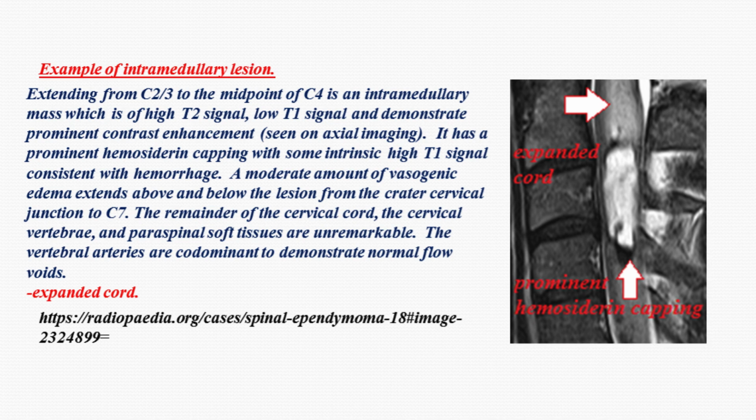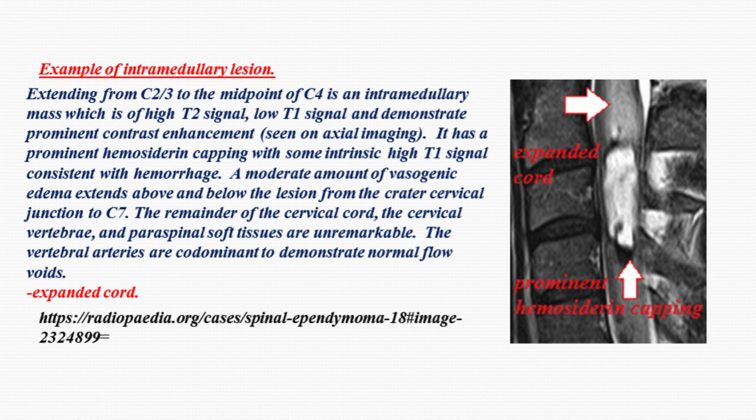This is another example of intramedullary lesion. We have here a sagittal image, T1 plus contrast. Extending from C2-3 to the midpoint of C4 is an intramedullary mass which is of high T2 signal, low T1 signal, and demonstrates prominent contrast enhancement seen on axial imaging, which is not present here.